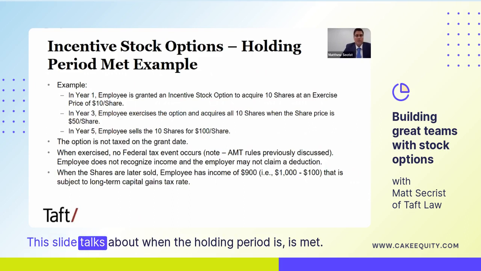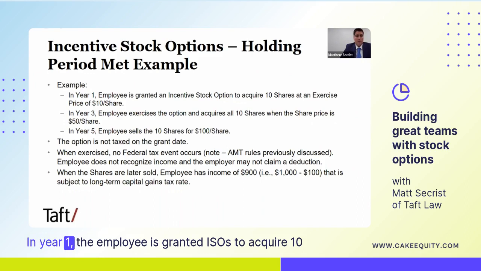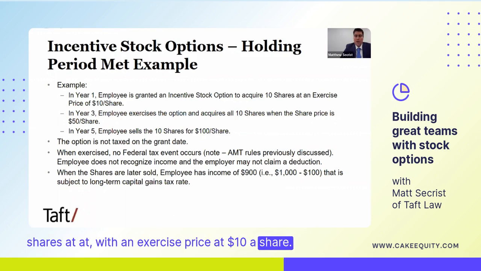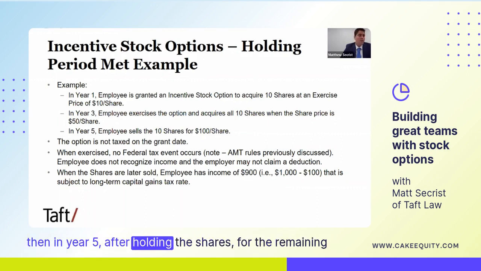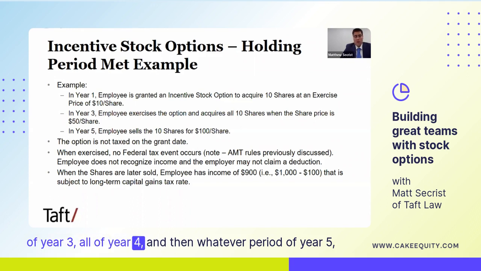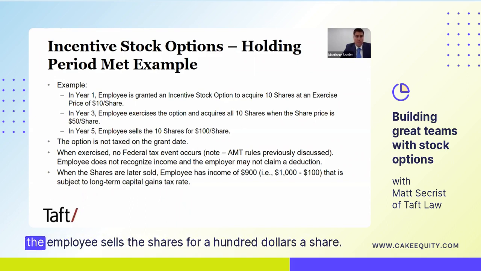So this slide talks about when the holding period is met. Here's an example. In year one, the employee is granted ISOs to acquire 10 shares with an exercise price of $10 a share. In year three, they exercise it when the share price is $50. And then in year 5, after holding the shares for the remainder of year 3, all of year 4, and then whatever period of year 5, the employee sells the shares for $100 a share.